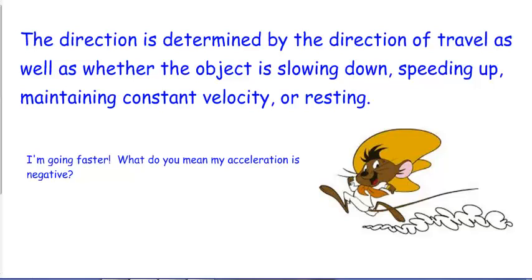The direction is determined by the direction of travel as well as whether the object is slowing down, speeding up, maintaining constant velocity, or resting.